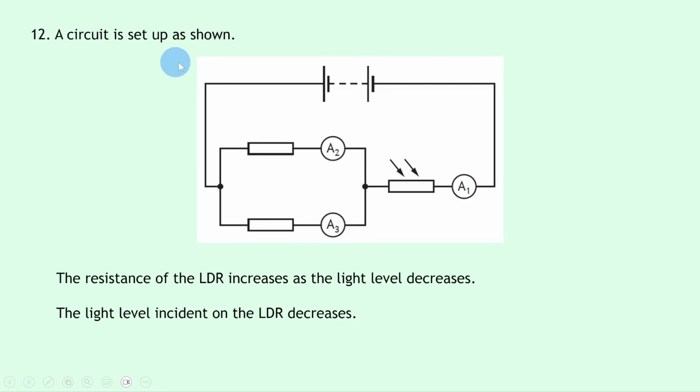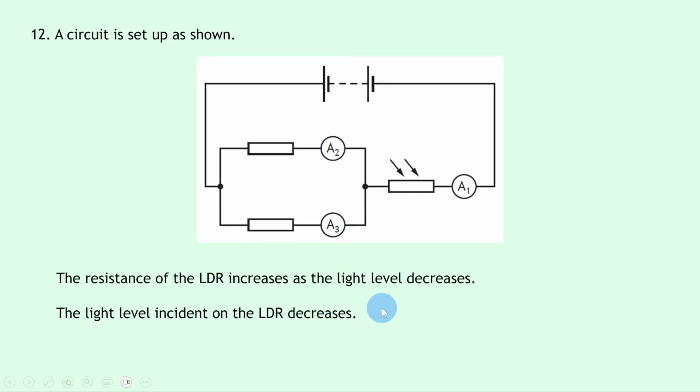Question 12 says a circuit is set up as shown. So we've got a battery, we've then got an ammeter A1 next to an LDR, i.e. a light dependent resistor, and then we've got the single branch splitting into 2, so we've got ammeter A2 next to a resistor and ammeter A3 next to a resistor. And it says the resistance of the LDR increases as the light level decreases. The light level incident on the LDR decreases.